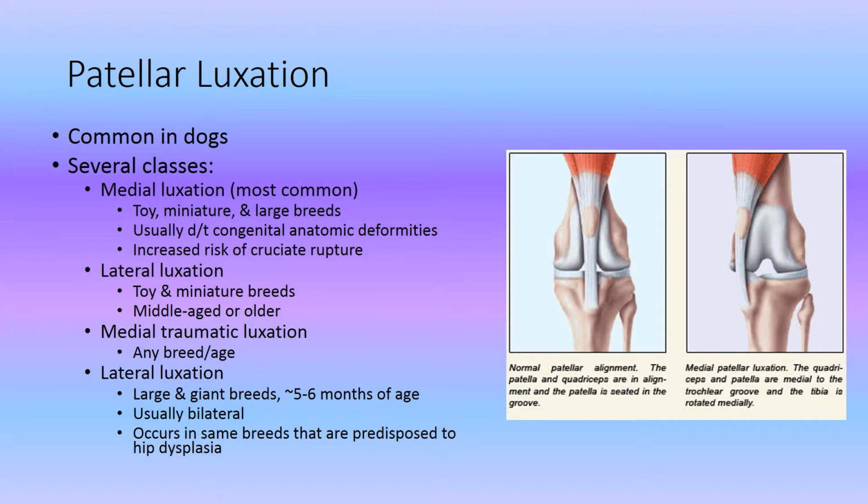And with the lateral luxation, in large and giant breeds, it usually happens at around 5 to 6 months of age, and it's usually bilateral, unfortunately, so both knees are affected. Occurs in the same breeds that are predisposed to hip dysplasia, actually.